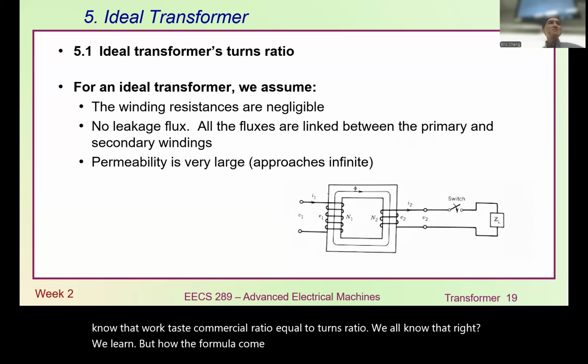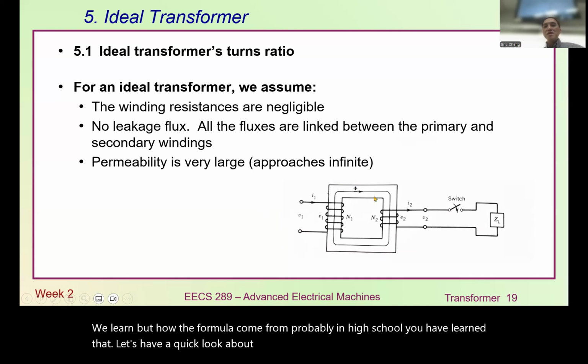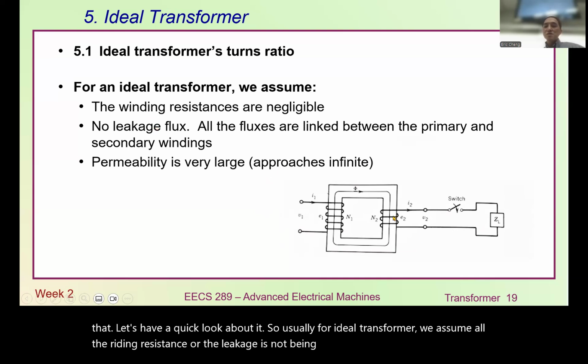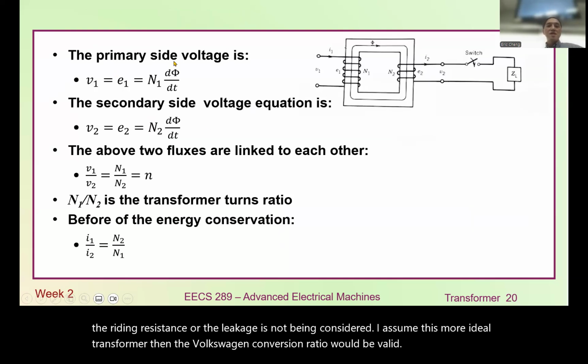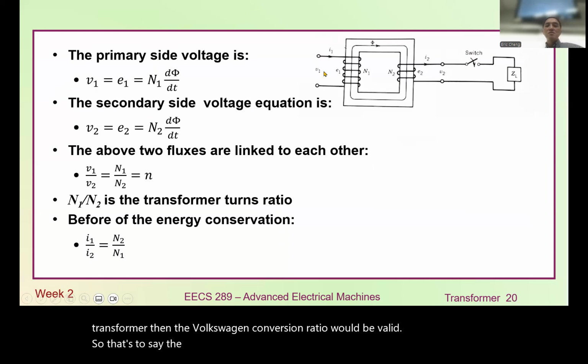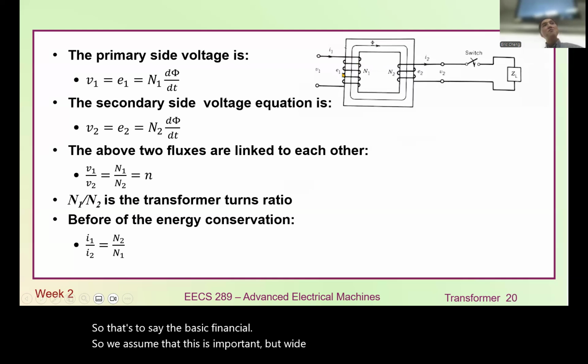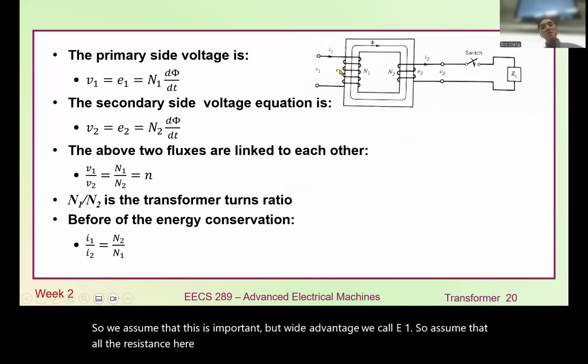Probably in high school, you have learned that. Let's have a quick look at voltage. Usually for an ideal transformer, we assume the winding resistance or the leakage is not considered. Then the voltage conversion ratio will be valid. So, the basic Faraday's law: we assume this is the input voltage, and the winding voltage we call E1. I assume all the resistance here disappears, so V1 equals E1 anyway.